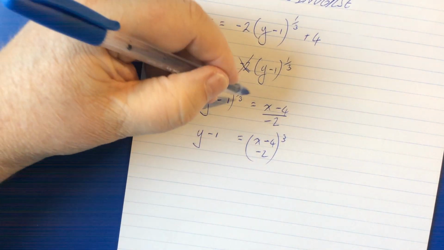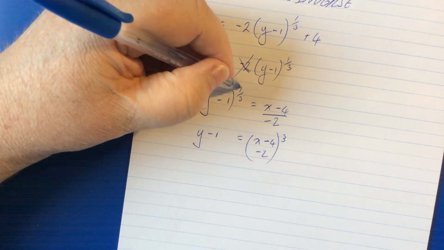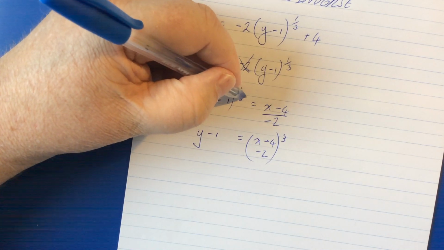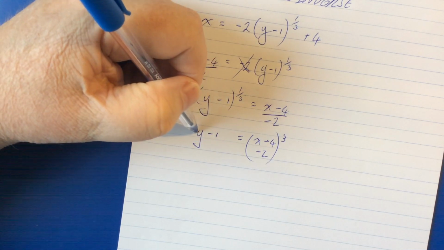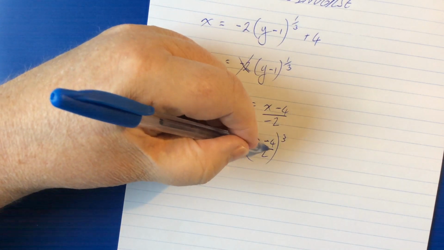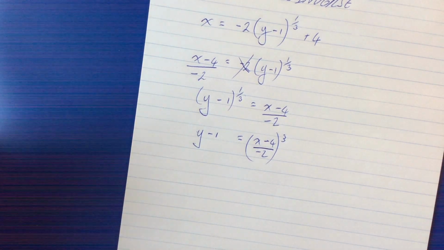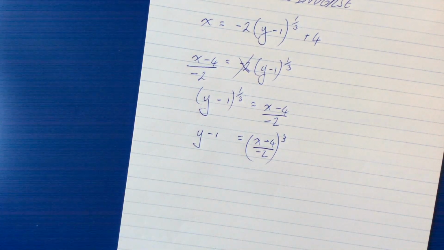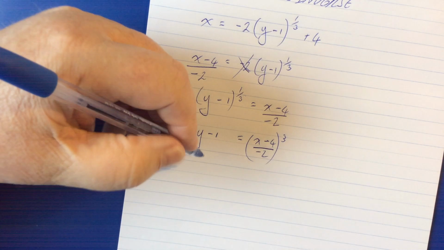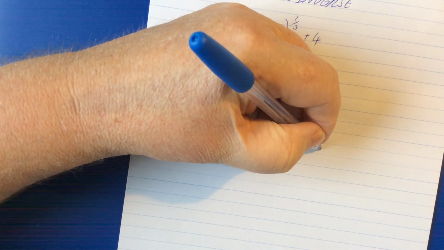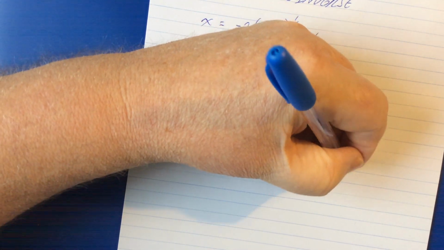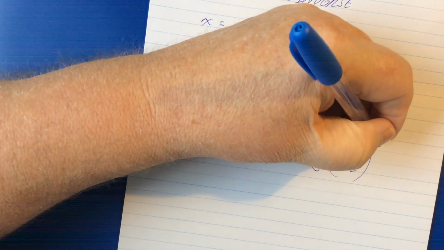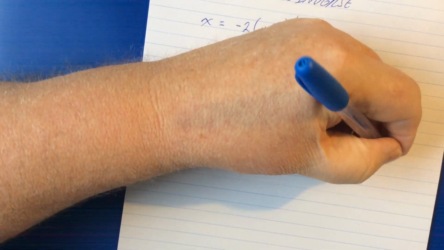Now, what that has the effect of doing is if I raise this to the power of 3 and raise this to the power of 3, this becomes the power of 1, which gives us this. And this thing over here is now ((x - 4)/-2)^3. And we can tidy this up almost immediately. y = ((x - 4)/-2)^3 + 1.